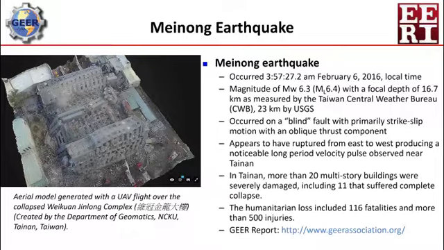In Tainan, more than 20 multi-story buildings were severely damaged by this moderate earthquake, including 11 that suffered complete collapse. And the casualty count was extremely high. Most of the casualties occurred in this one collapse of the Weiquan Jinlong complex that is the image on the left of the screen. Approximately 114 of the 116 fatalities occurred in this building.